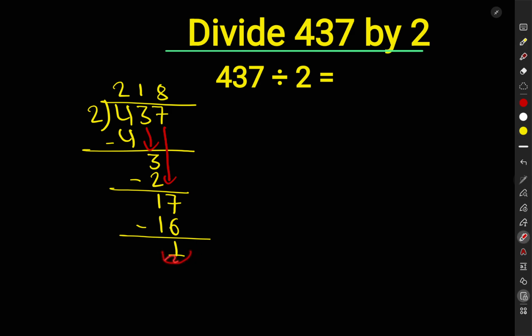So now this 1 is less than 2 and there is no other number beside. So we put here decimal so that we take 0. So now it is 10 and 2 times 5 is 10. On subtracting it is 0. So 437 divided by 2 is 218 decimal 5.